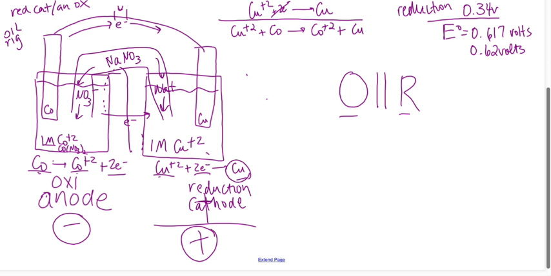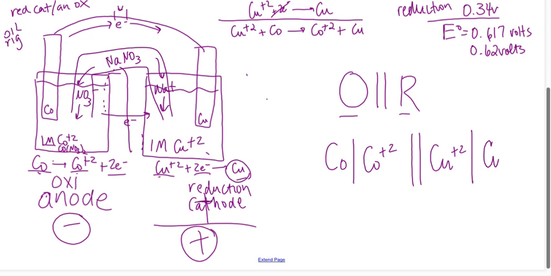So you go to the oxidation equation. The very first thing you see is cobalt. Then you draw a line, and the next thing you see is cobalt plus 2. That's it. That describes everything you need. It's telling you what's oxidized. It's telling you how many electrons just by that information. Then you draw a double line, and then what do you see first in the reduction reaction? Cu plus 2, and then Cu. And that's it. That's shorthand notation.